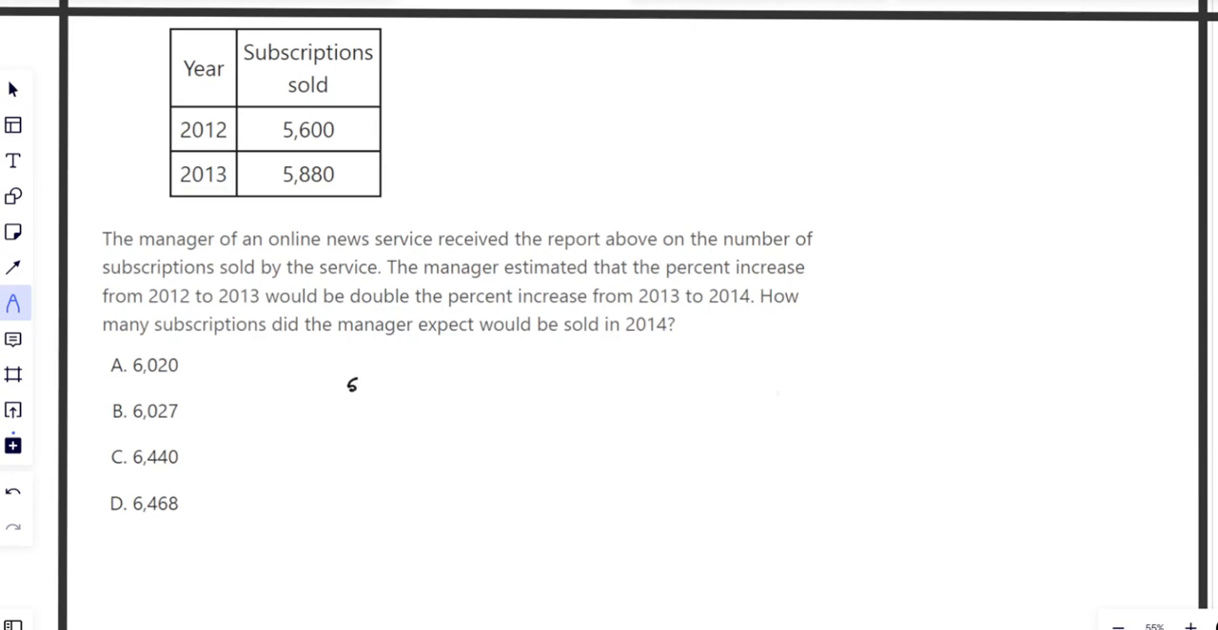Let's see. So to get the percent increase between these 2 years, I'm just going to divide these two numbers. So 5880 divided by 5600 is going to be around 1.05. And from that, I can extract the 0.05, which means that I multiplied from here times 1.05. Multiplying by 1 means I keep the same value, but the 0.05 is an extra 5% growth. That 5% is the actual growth from 2012 to 2013.